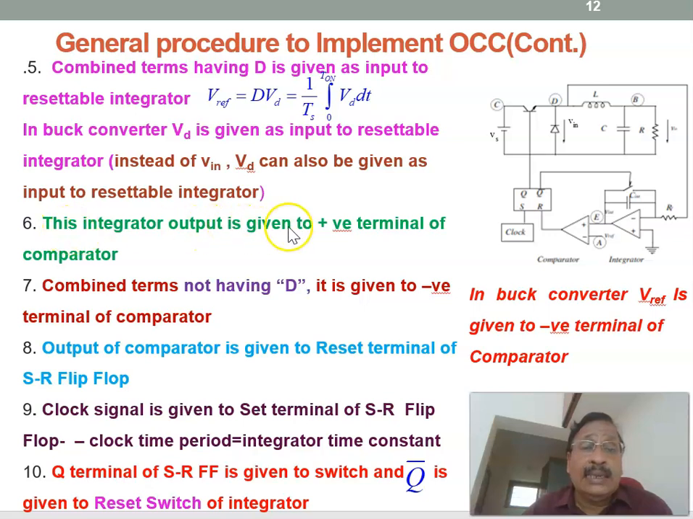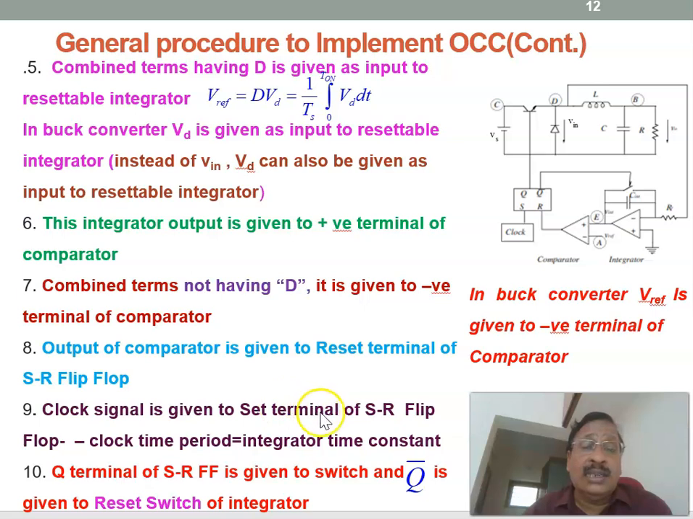This integrator output is given to the positive terminal of the comparator. Then the combined term that does not have D is given to the negative terminal of the comparator. In this case, the term not having D is the reference. Therefore, in the buck converter, the reference is given to the negative terminal of the comparator. And the output of the comparator is given to the reset terminal of the SR flip-flop.